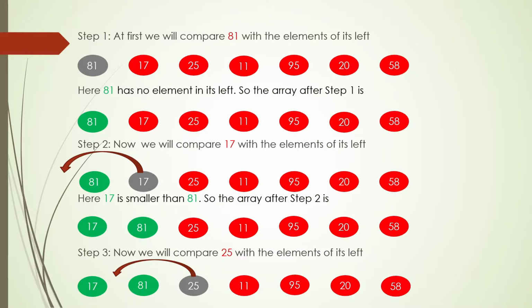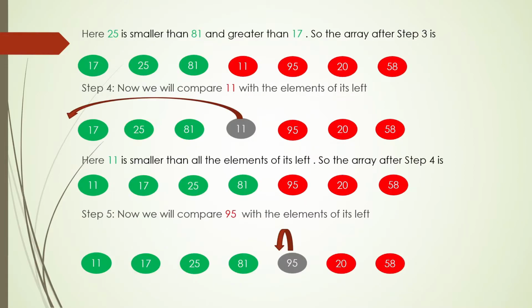58. In step 3, now we'll compare 25 with all the elements of its left. Here 25 is smaller than 81 and greater than 17. So the array after step 3 is 17, 25, 81, 11, 95, 20 and 58. In step 4, now we'll compare 11 with elements of its left. Here 11 is smaller than all the elements of its left, so the array after step 4 is 11, 17, 25, 81, 95, 20 and 58.